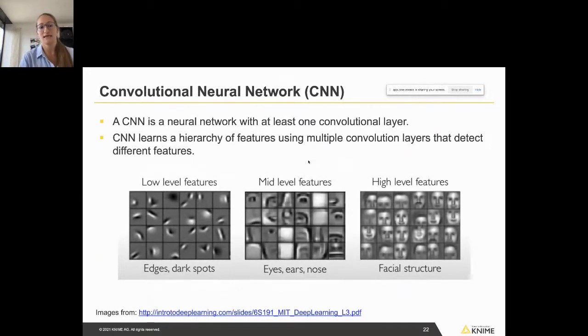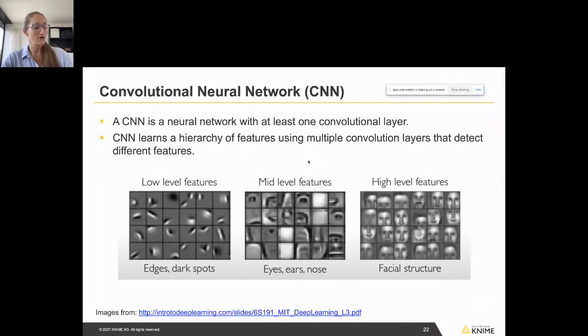And the idea of a CNN is then to use a network which has at least one convolutional layer. But the idea is to use many convolutional layers, where the first layer, for example, detects low-level features like edges, dark spots, and these kinds of things. These features are then used by the next layer to detect mid-level features like eyes, ears, and nose. And then these features are again used by another layer to detect facial structures.